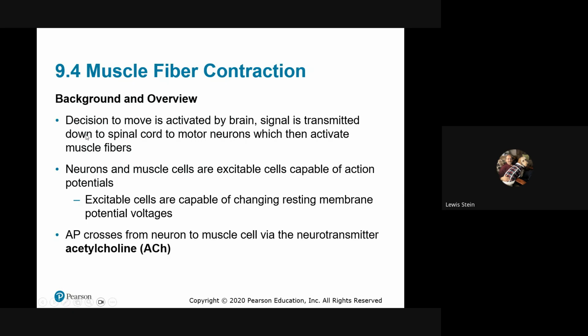So the decision moves down the spinal cord to motor nerves, which then activate the muscles. The nerves and the muscles are excitable cells capable of action potentials. That's an important term as well. It tells you everything you have to know. It's the potential to do action, to do work. And you're going to see this is very significant because you're going to see it again when we do the neurology unit, which is next.